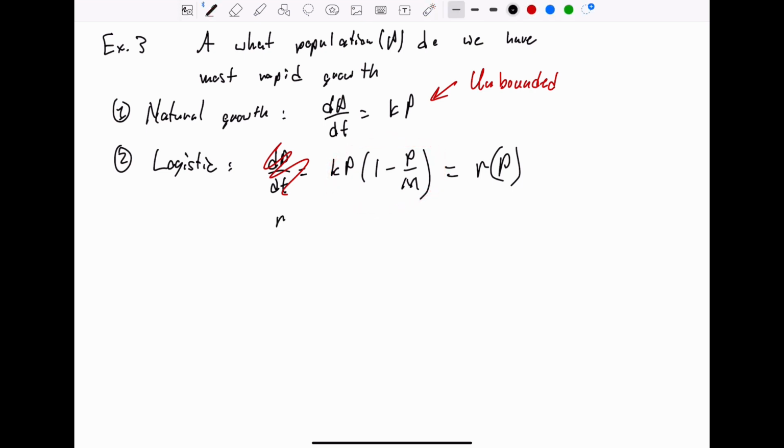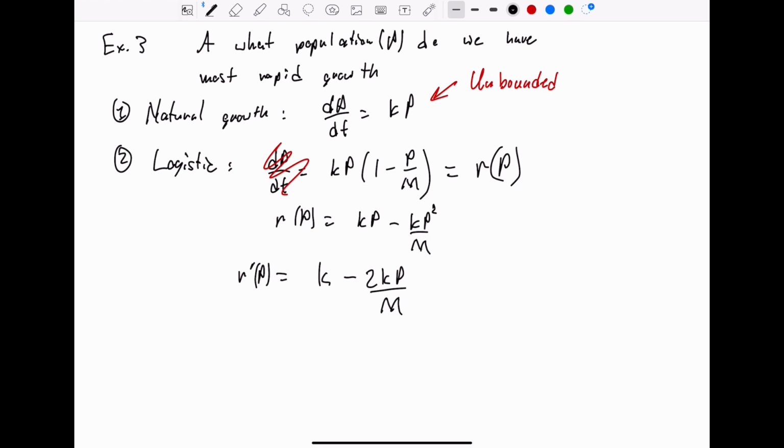So this rate function, as we're calling it here, is kp times 1 minus kp squared divided by m. I just expanded this out. Now to find critical numbers, I take a derivative. The derivative with respect to p now, so I'm taking derivatives with respect to population because I want to know at what population I have the fastest growth. Derivative with respect to p is k minus 2kp divided by m.